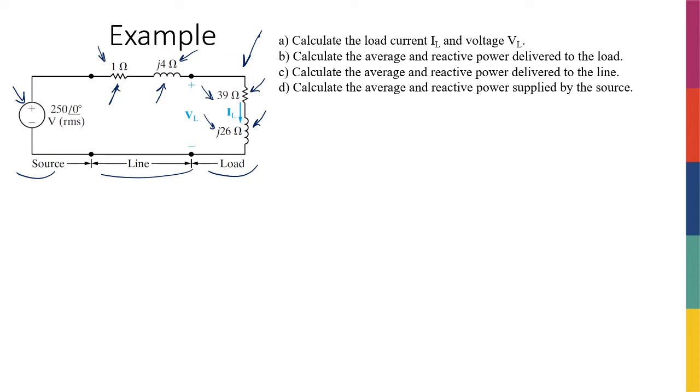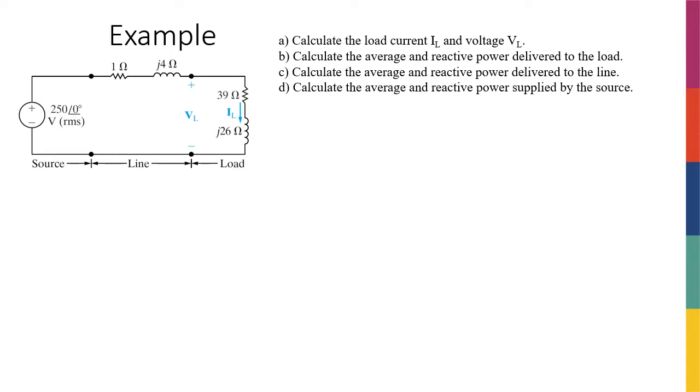But that's just context, for you to understand what load, line, and source mean. From the circuit analysis point of view, this is just a simple circuit, a voltage source with a bunch of impedances. So let's actually start analyzing it.